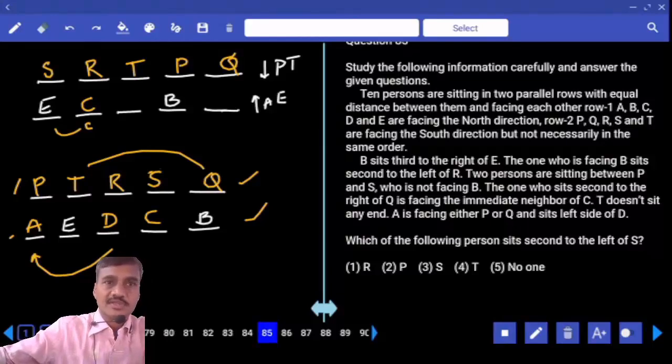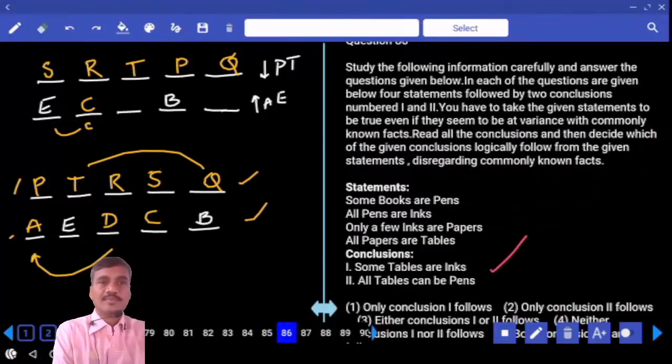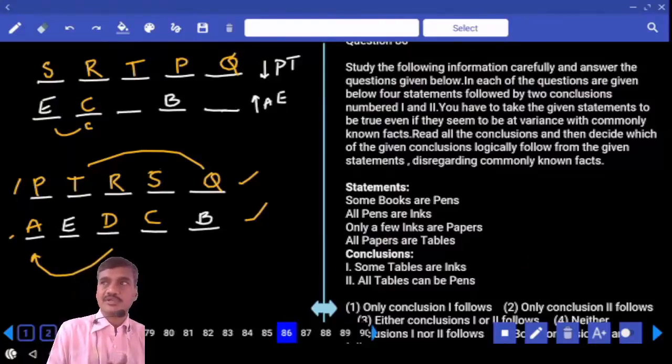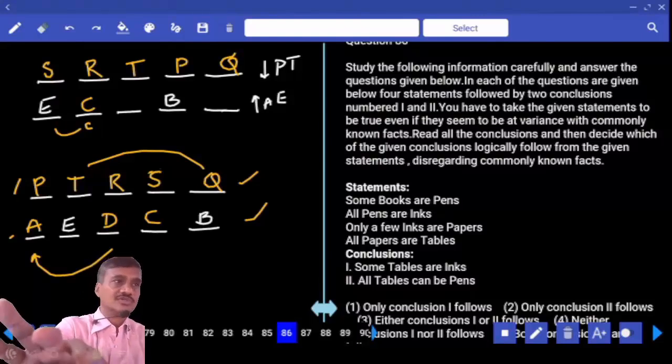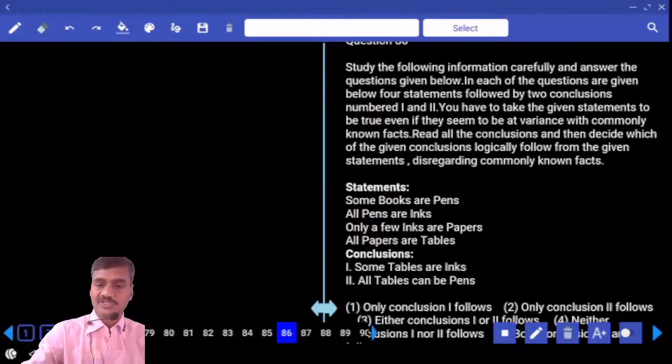There is no one, because only Q is to the left of S, hence no one, choice for 85. Now certain 85, and next one 86 to 90. Now this 86 to 90 come under which category here? Syllogism. Syllogisms logically follows, that is the first model, 86 to 90.